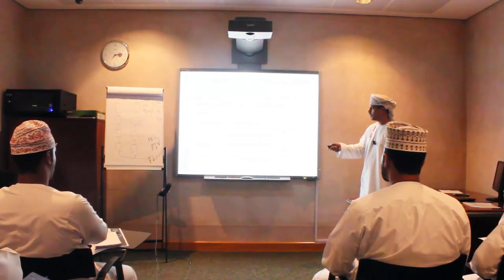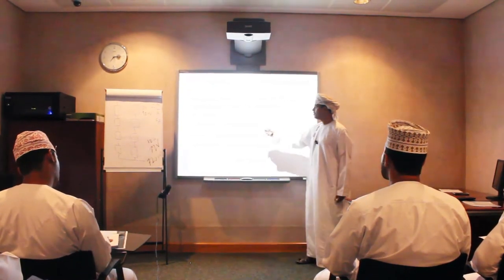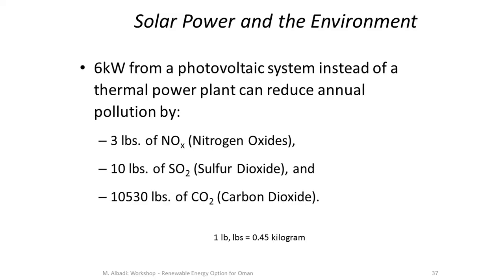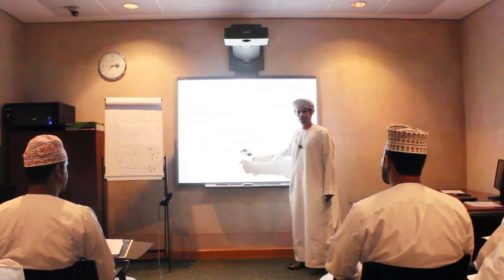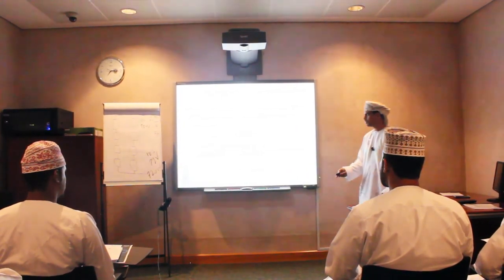The PV system is saving the environment, if you like. This is just an estimate of how much a 6 kilowatt system can avoid in terms of emissions. It can avoid 3 pounds of NOx, nitrogen oxides, 10 pounds of sulfur dioxide, and about 10,000 pounds of CO2. So it saves the environment.